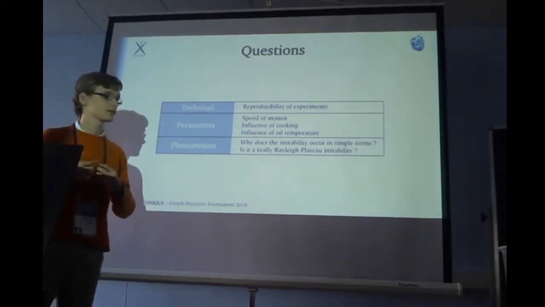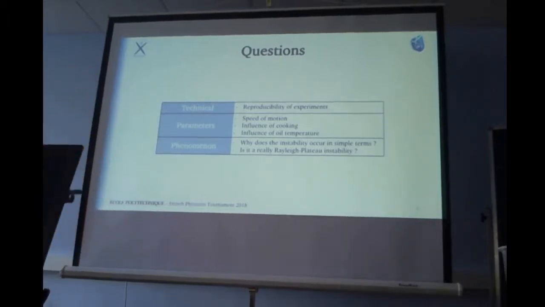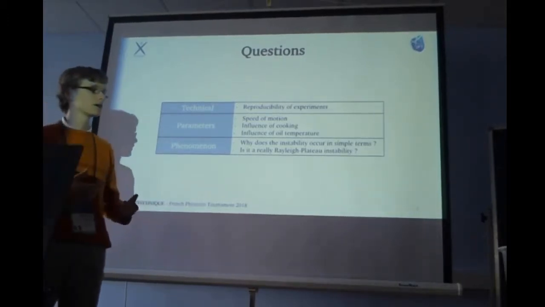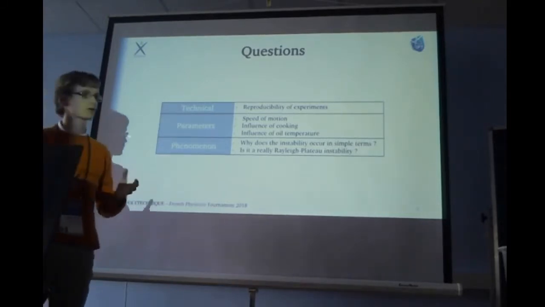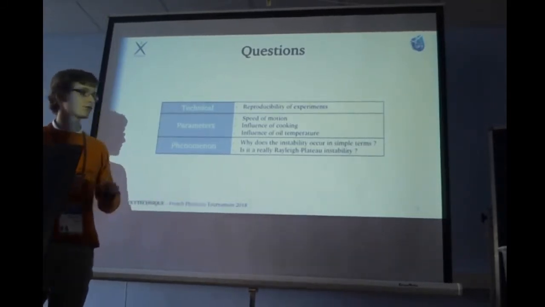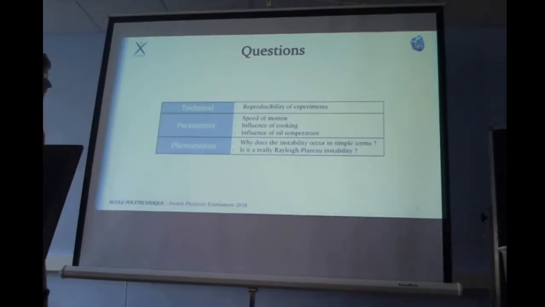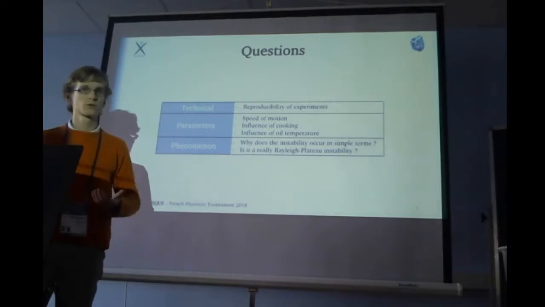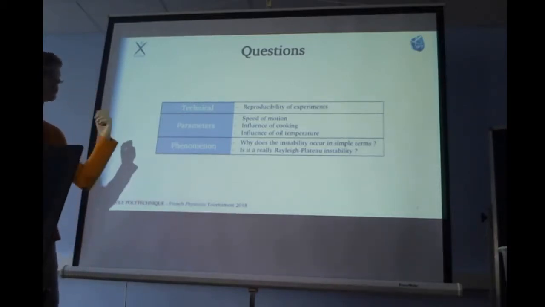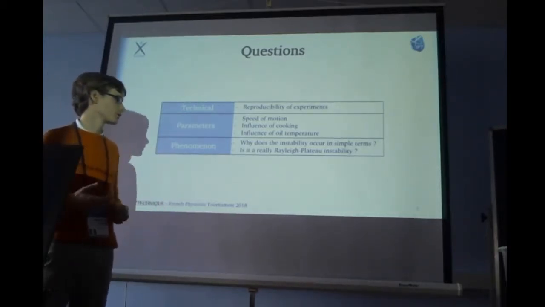Then you haven't studied the speed of motion, which was a parameter of the problem, so how do you think this actually changes the size of the pearls? How do you think actual cooking is going to influence the maximum size of the instability? And since it's one of the key points of the problem, what does changing the temperature of the oil change in the problem?